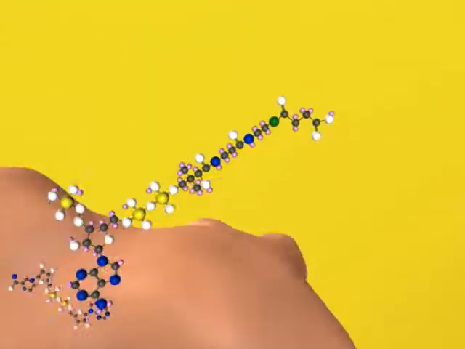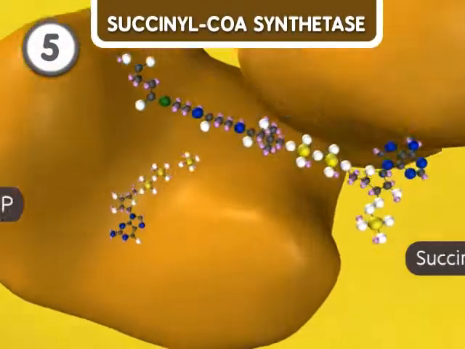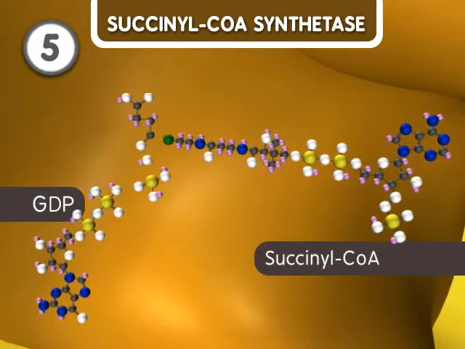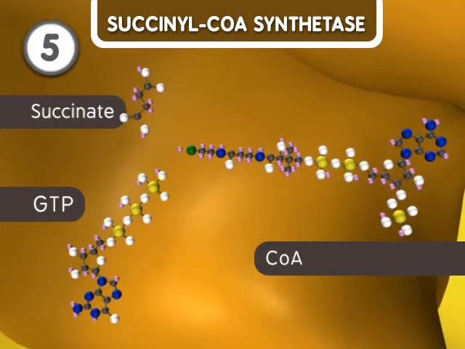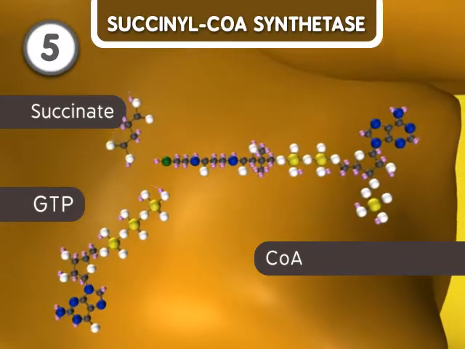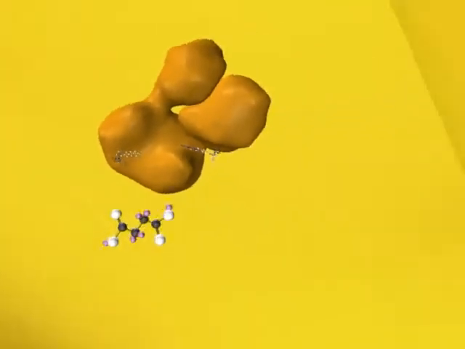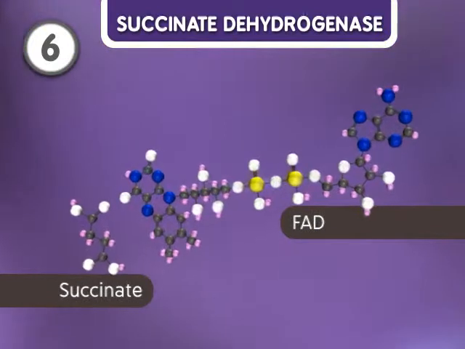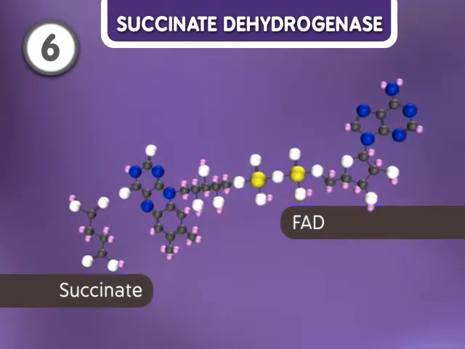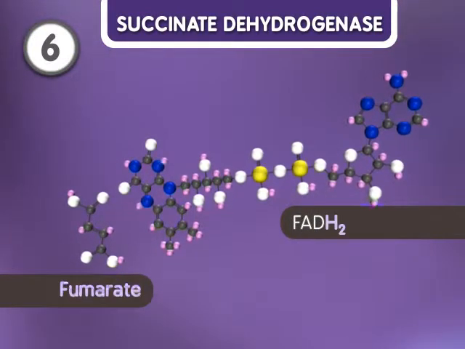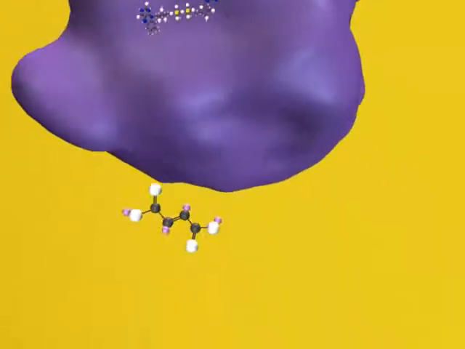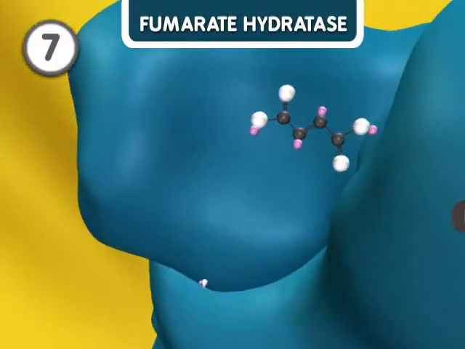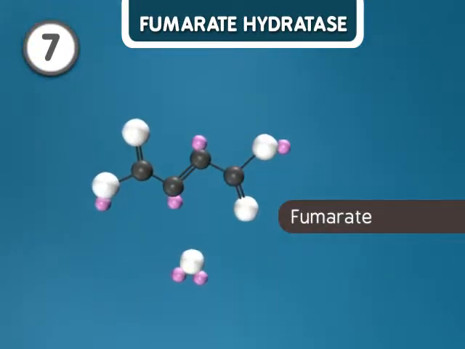In step 5, a succinyl-CoA synthetase enzyme converts succinyl-CoA into succinate. This produces GTP, which is converted to ATP. In step 6, an enzyme called succinate dehydrogenase converts succinate into fumarate. This step makes 1 FADH2. In step 7, a fumarate hydratase enzyme then converts fumarate into malate.